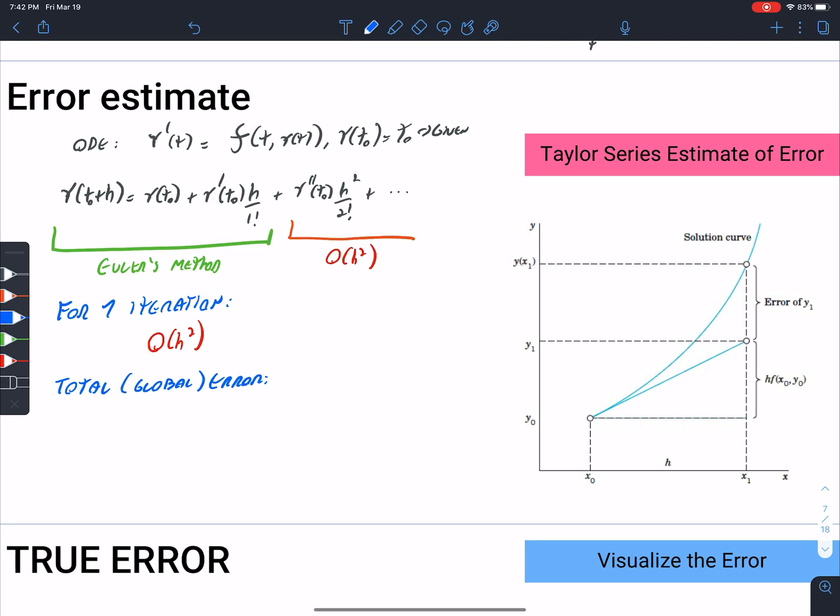Will be something a little bit bigger than h squared, and you'll be given by t minus t naught, right? The total interval divided by h times h squared. So the total error will be essentially order h, which means that the error after many iterations will not be as small as h squared, but it will be essentially order h, right? So this is essentially the number of time steps between the final value of t that we like and the initial one.